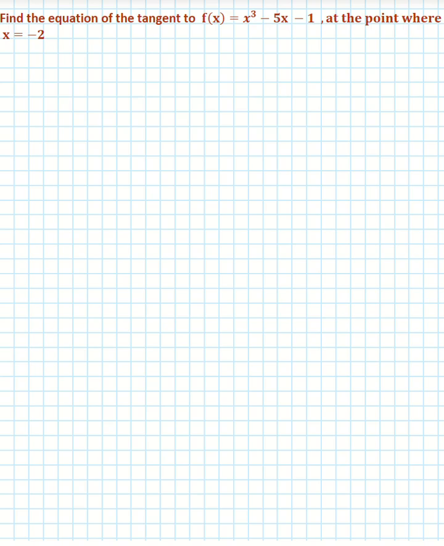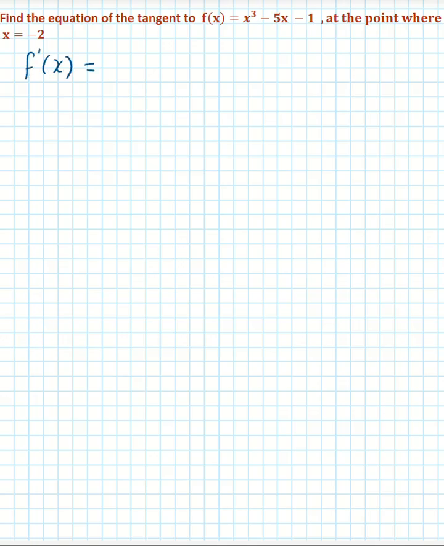So here's another question about finding the equation of the tangent to the function f of x equals x cubed minus 5x minus 1. We're at the point where x equals minus 2. So first thing again, we're trying to find out the slope. So we're going to find the first derivative of the function.